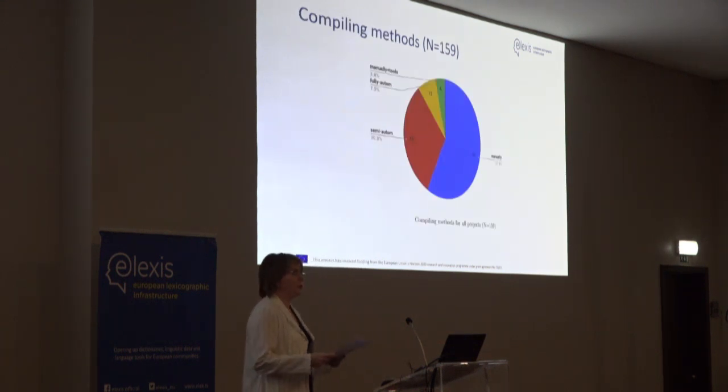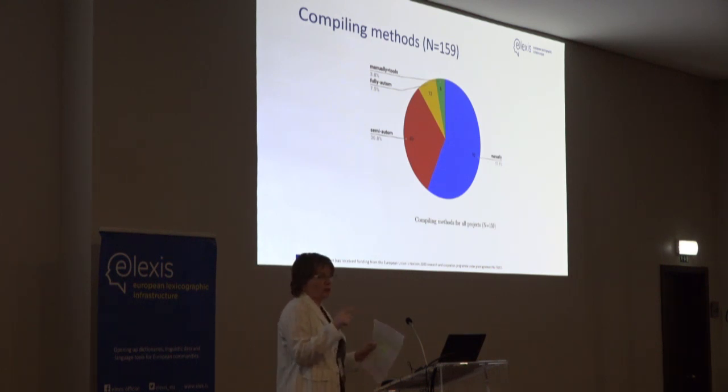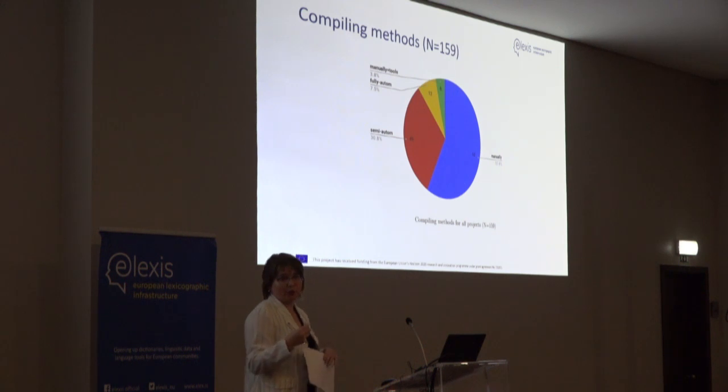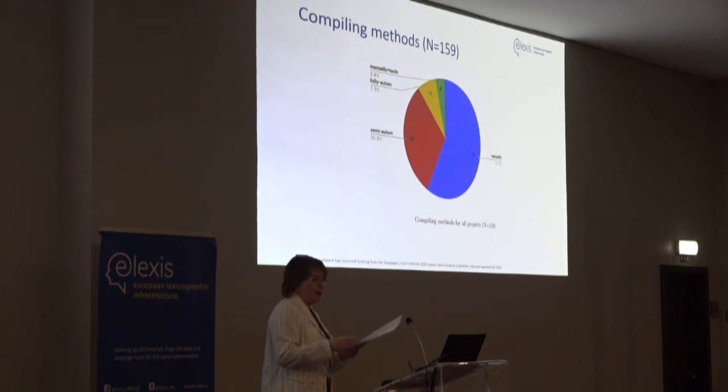Compiling methods. How do we compile dictionaries? Here also important terminology: manual compilation. If I say manual compilation, probably we all have a different understanding of what it means. In our research, 57% said that they compile dictionaries manually. What they mean by this is that they analyze the data, mostly using a corpus query system, but then they insert information manually into a dictionary writing system or some other tool. That's what is called manual compilation.